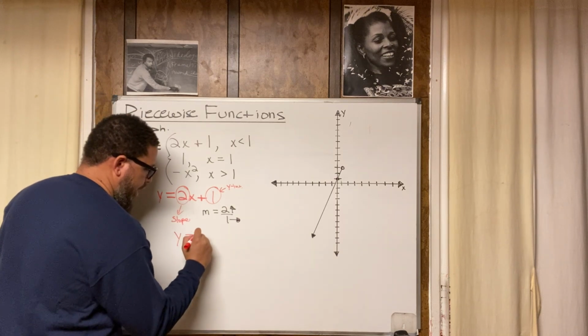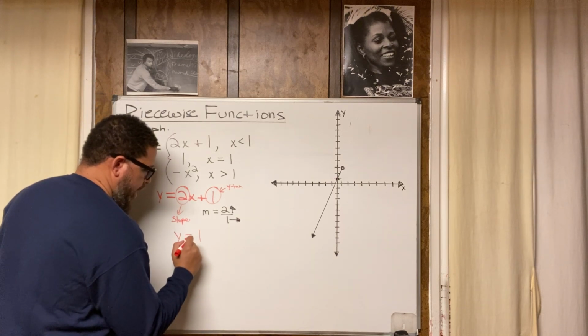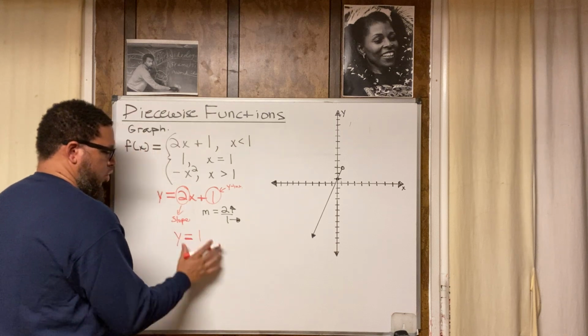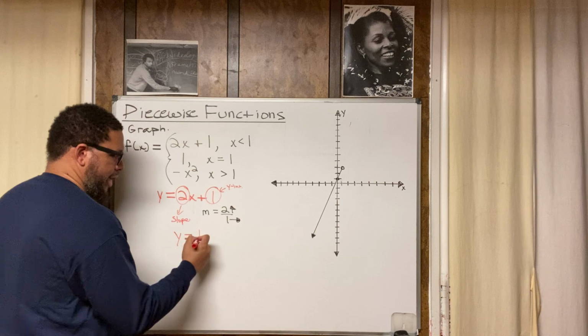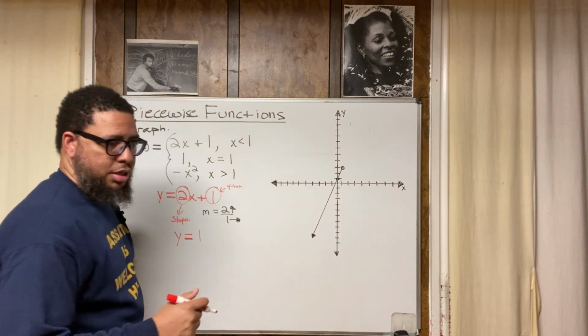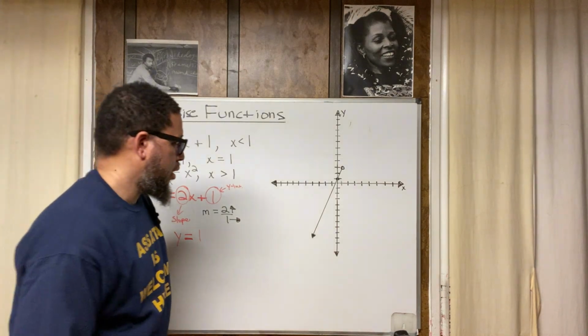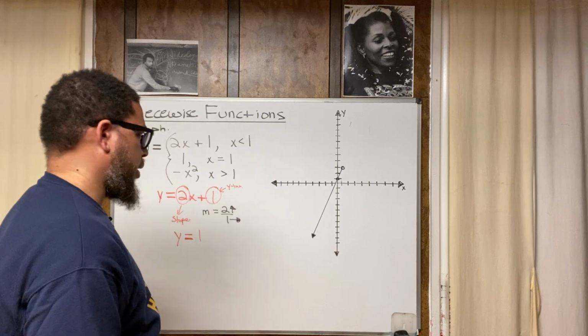Now, what do you do whenever you have an equation or a function where you have a y value, an equal sign, and a constant? That is going to be a horizontal line.